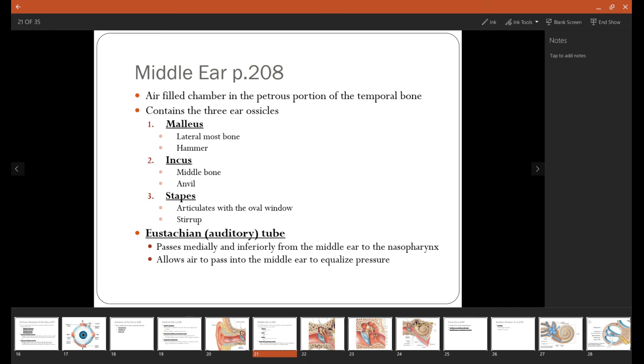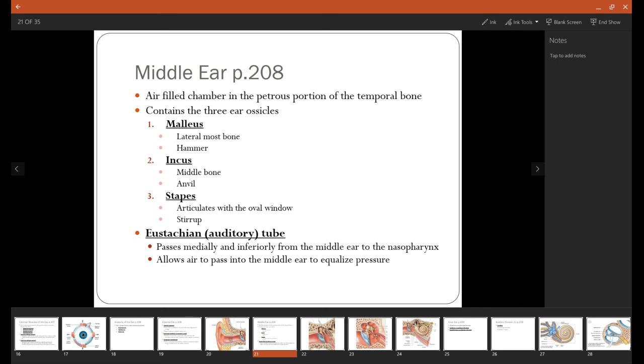Stapes is going to articulate with the oval window. And so this is the innermost bone, and it's named after it looks like a stirrup. We also have something called the eustachian tube or auditory tube. So this is actually going to pass to the nasopharynx, and it's going to allow air to equalize with pressure.